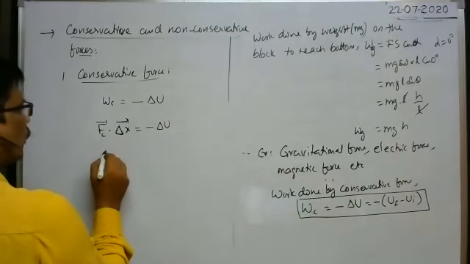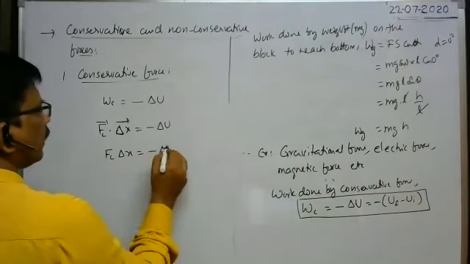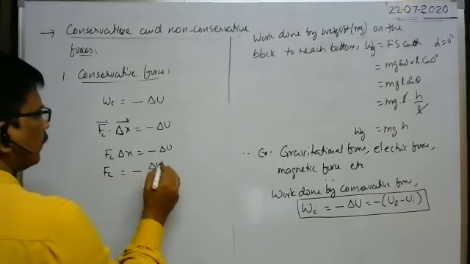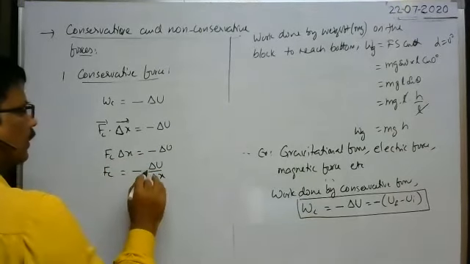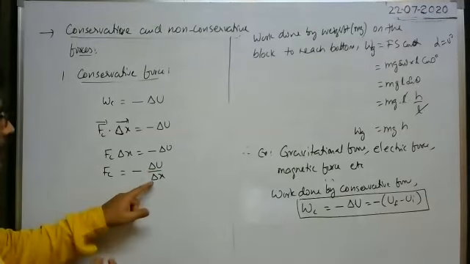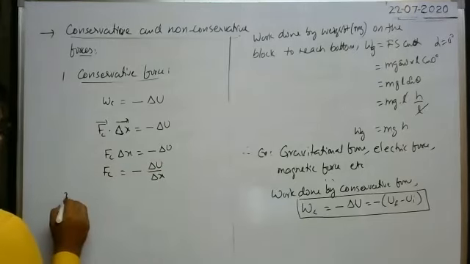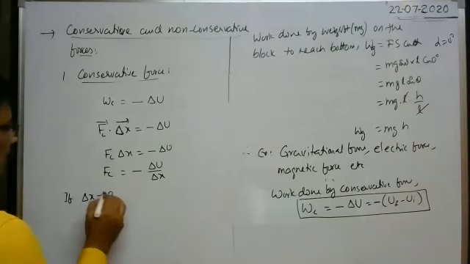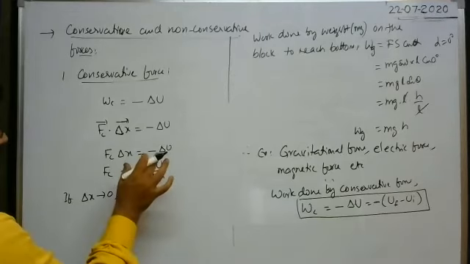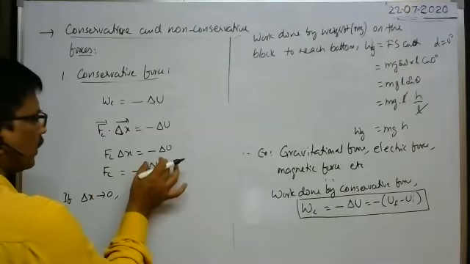If FC and delta X both are in the same direction, then FC delta X is equal to minus delta U, or the conservative force acting on the body is equal to minus delta U by delta X. Okay. Whenever delta X is large, the change in potential energy is also large. If delta X tends to 0 but is not 0, that means the displacement of the body is very small, then the change in potential energy is also very small.